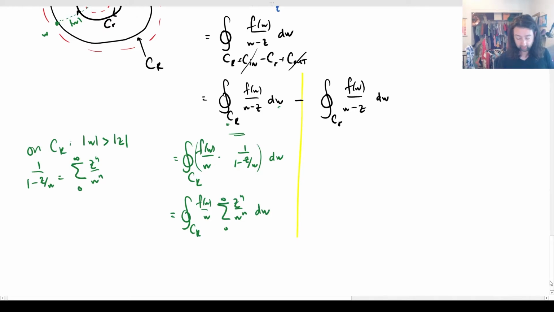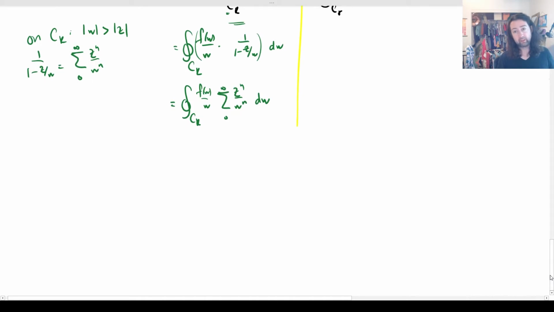And now I play what I admit is sort of a sketchy game where I'm going to switch the order of the integral and the sum. The reason we can do this is because the geometric series here can be used with the Weierstrass M test to show that this is uniform convergence, which justifies the switch. But the idea is that I'm going to imagine that I've got this integral with this infinite sum inside, and so I'm going to apply the integral to each individual piece.